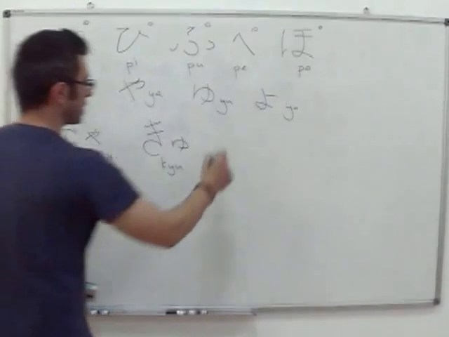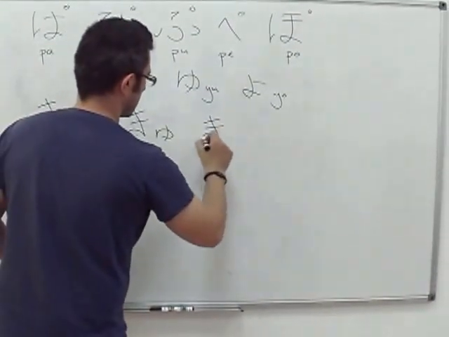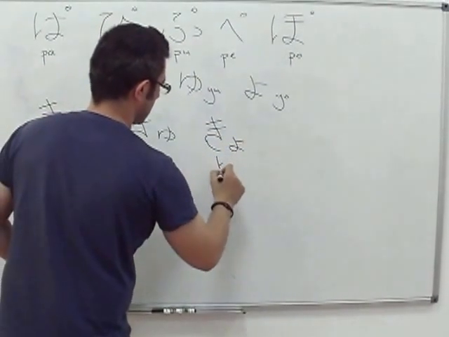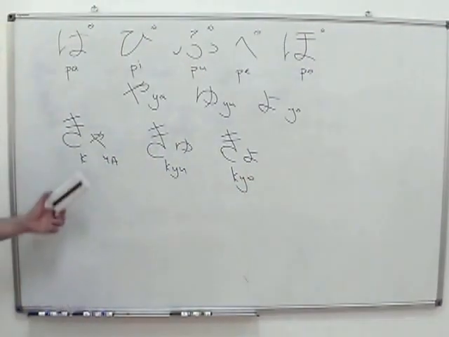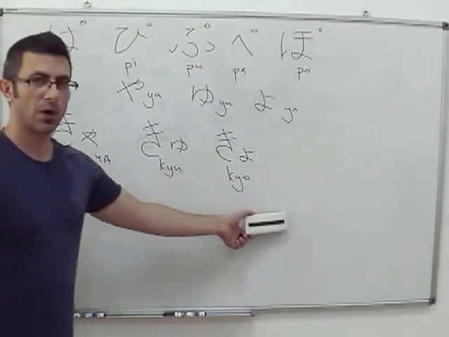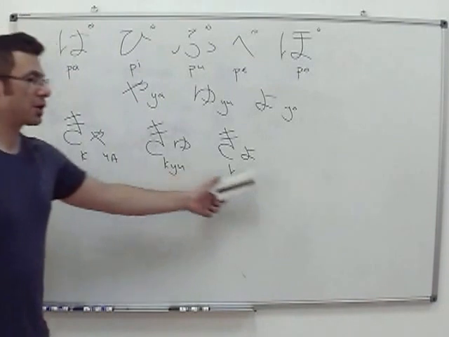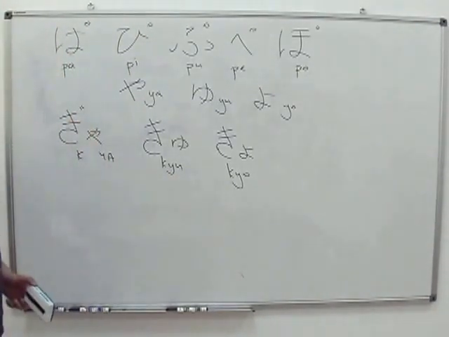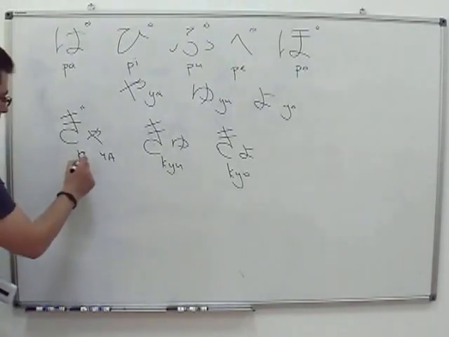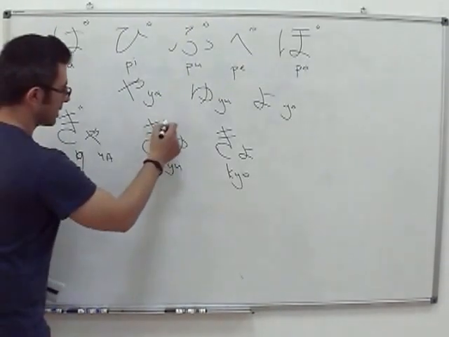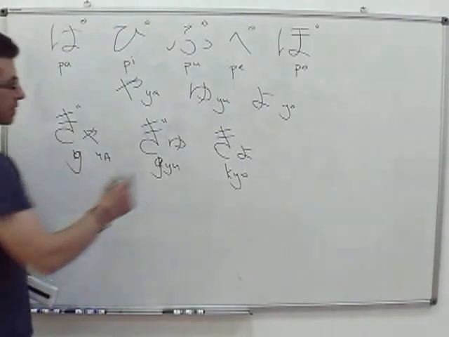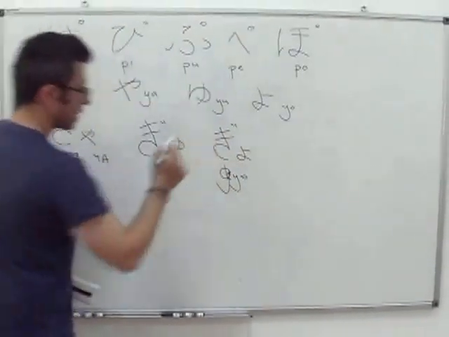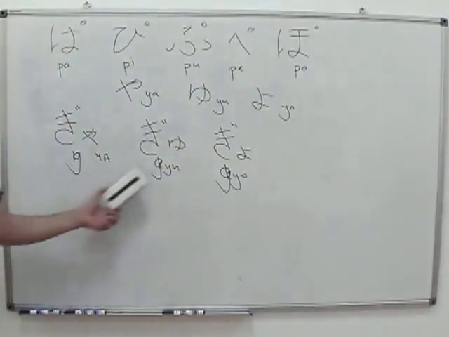Kya, kyu, kyo. Kya, kyu, kyo. And we have this, of course. Then it is gya, gyu, gyo. Gya, gyu, gyo.